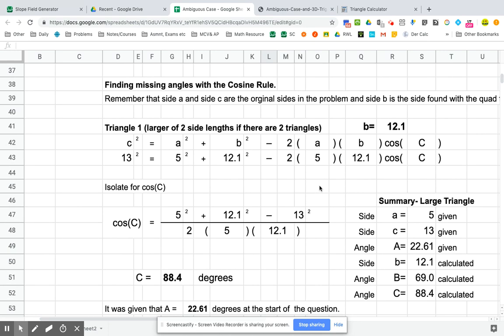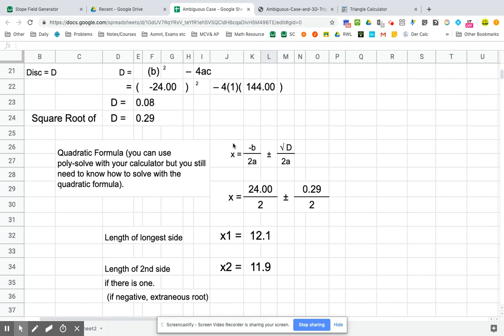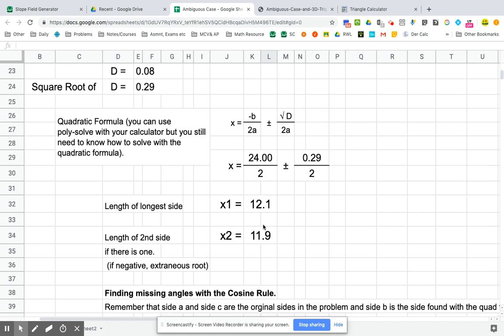So what I would like you to do is, if you get a discriminant that's less than 1, you can assume that it's a right angle triangle. And if you just want to solve it, when you get those two answers, what I would encourage you to do is just to average those two answers, okay? So if you get a discriminant that is less than 1, just take the two answers and average them.